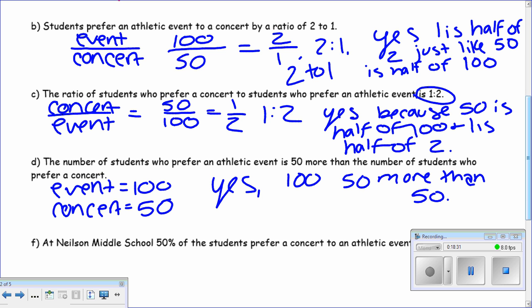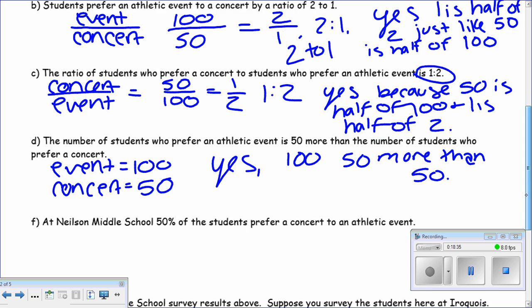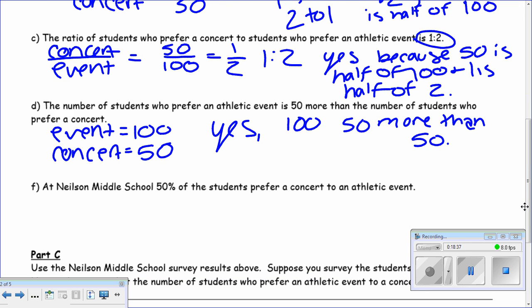Last one. At Nielsen Middle School, 50% of the students prefer a concert to an athletic event. So they're saying they're looking at the concert over the total people. So is that 50%? No. What is this fraction? How could I piece this together?